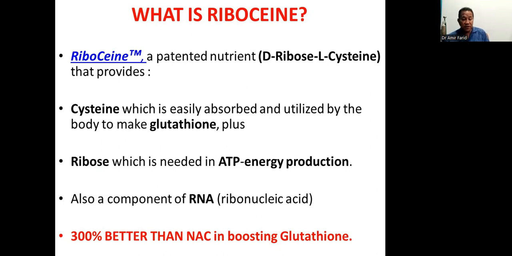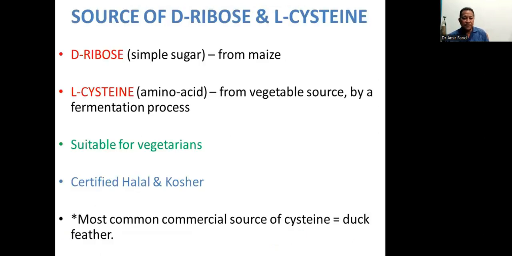And ribose, the simple sugar, is not burned to make calories, but is used to make molecules in the body. Much of ribose is used to make ATP, the energy-carrying molecule. And the manufacture of glutathione requires ATP, right? So this is the marvel of Ribosine. It provides cysteine and also the ribose to boost the ATP, which is required for the manufacture of glutathione, which probably explains why Ribosine is 300% better than the next best precursor, NAC, in boosting glutathione.